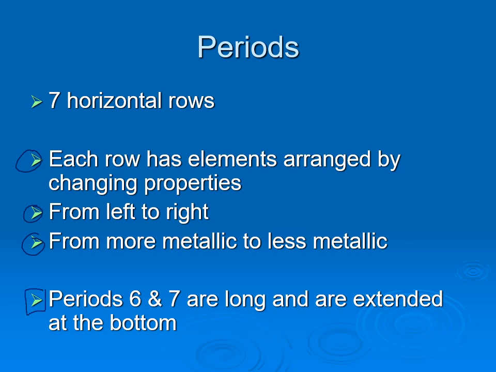Remember that rows 6 and 7 are extra long, and because of that, most periodic tables have those rows partially taken out and put at the bottom, but it's just extra row 6 and 7. They do that to keep the physical periodic table smaller.